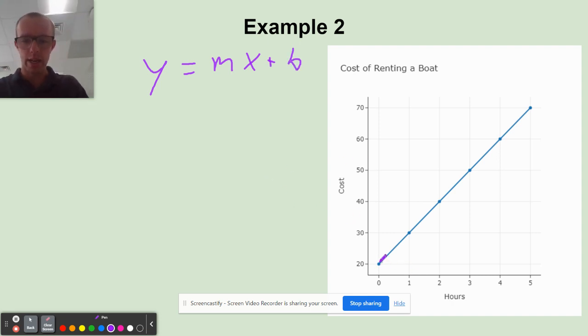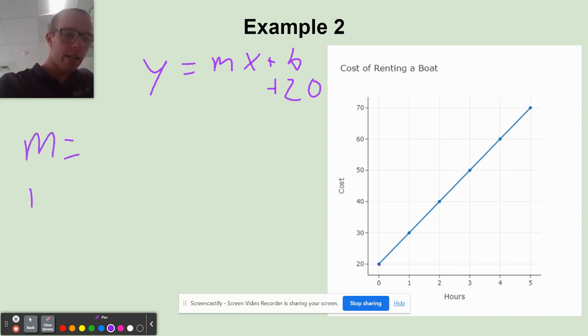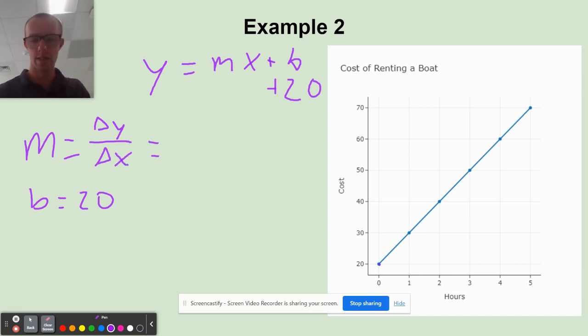All right, and the b, again, is where I begin, at 20. So I'm going to put a 20 right under the b, a positive 20, because it begins at 20. And now remember, to find m, it's a change in y over the change in x.